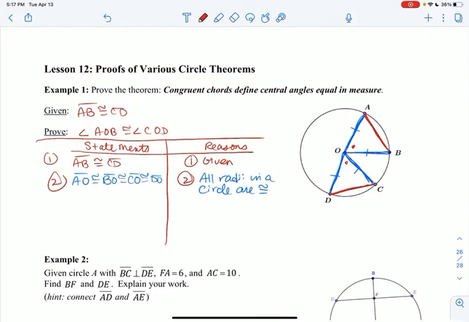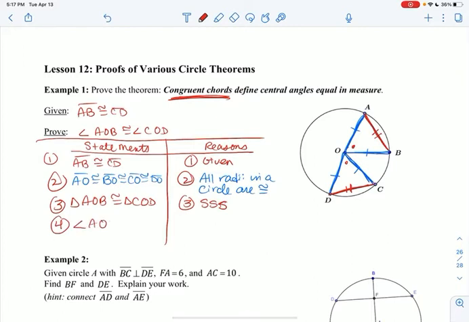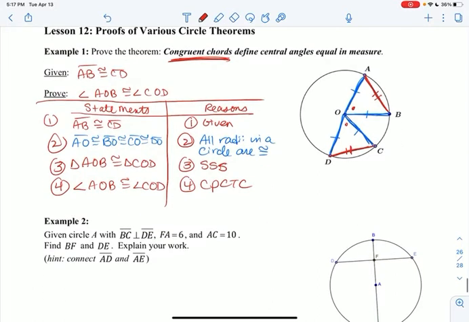And I forgot to mark these, but I already knew that CD was congruent to AB because I knew that the chords were congruent to each other. So basically, those triangles are congruent. So triangle AOB is congruent to triangle COD by side, side, side, because I have the three sides. And if the triangles are congruent, then all the corresponding parts are congruent. So angle AOB is congruent to angle COD by CPCTC.